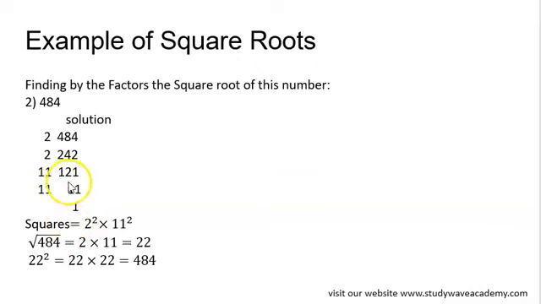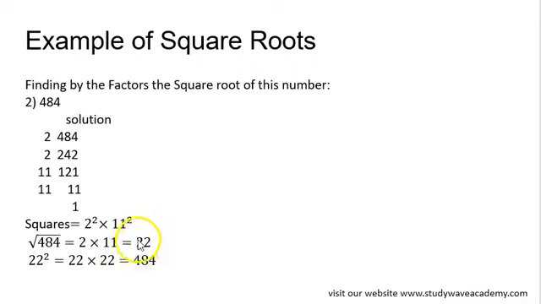So the factors of 484 are 2 raised to power 2 and 11 raised to power 2. So we write out our square root of 484 is equal to 2 times 11. And 2 times 11 is 22. Did we get that? So the factors of this square are 2 times 11, which gave us 22.